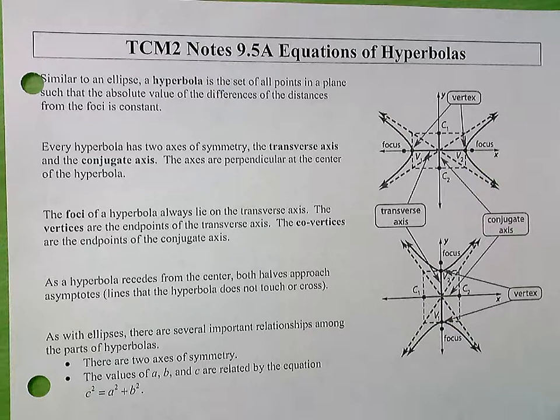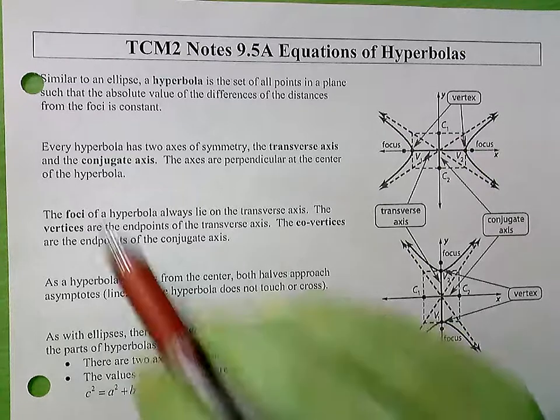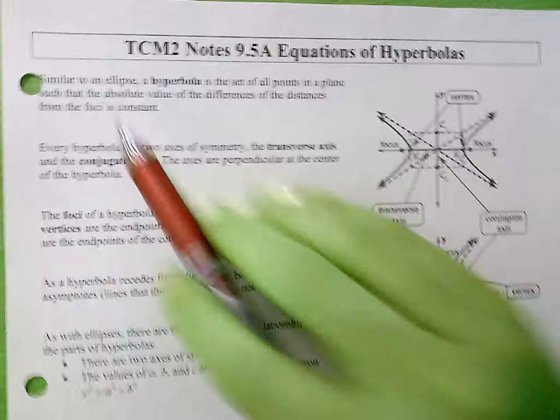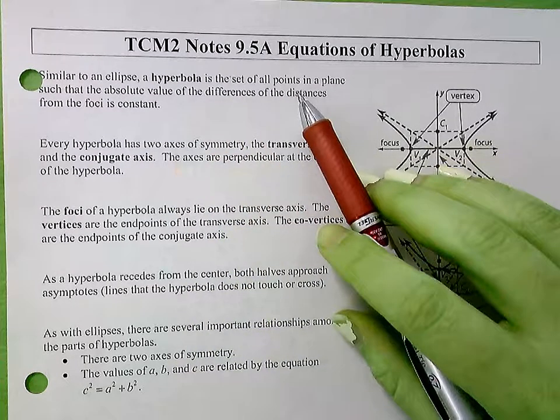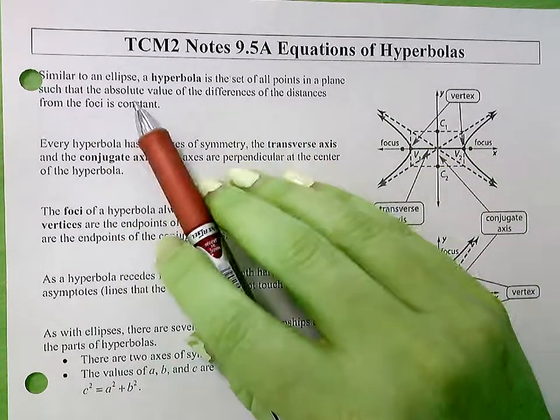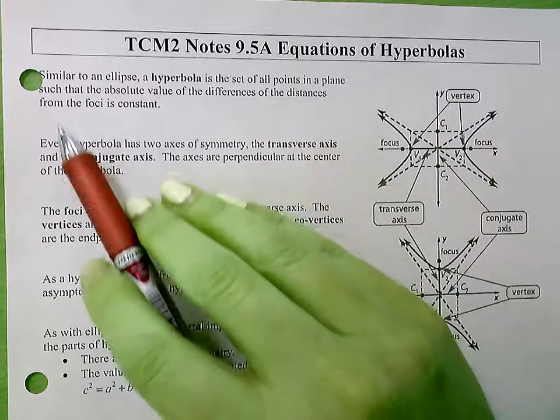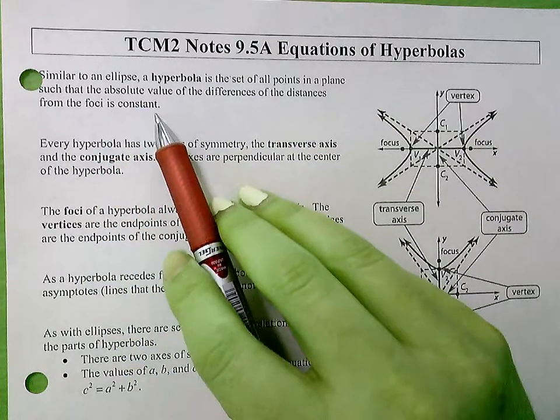So today we're going to go over hyperbolas. So it's still the same kind of process that we've been going through for our last few sections. So first we started with parabolas, then circles, then ellipses, now hyperbolas. Okay, so similar to an ellipse, a hyperbola is the set of all points in a plane such that the absolute value of the differences of the distance from the foci is constant.